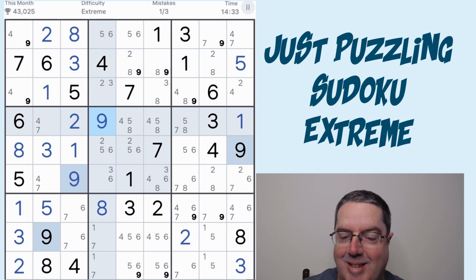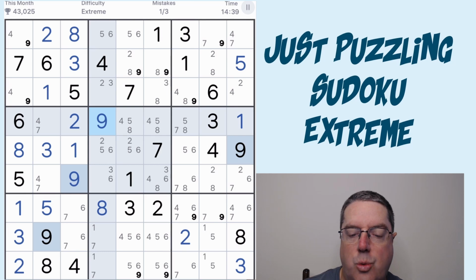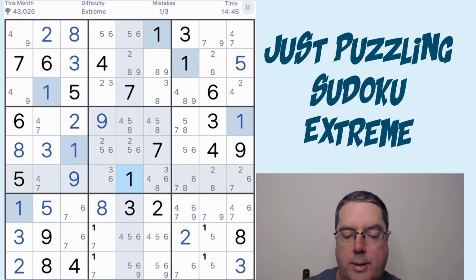Once again, I just think I'm this close, but I can't see it. So, 2 is there, 2 is there, 2 is there, so that's cleared that up. Let's go back to the 1, see if we can see anything with the 1s. 1 and 5, 1 and 7.